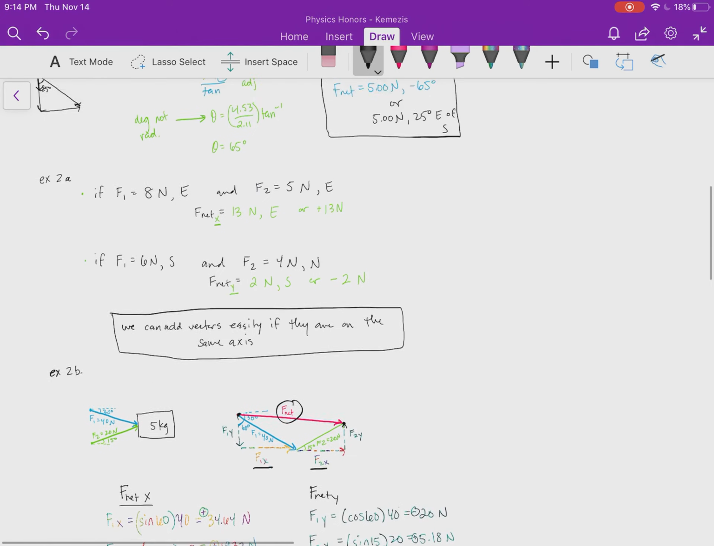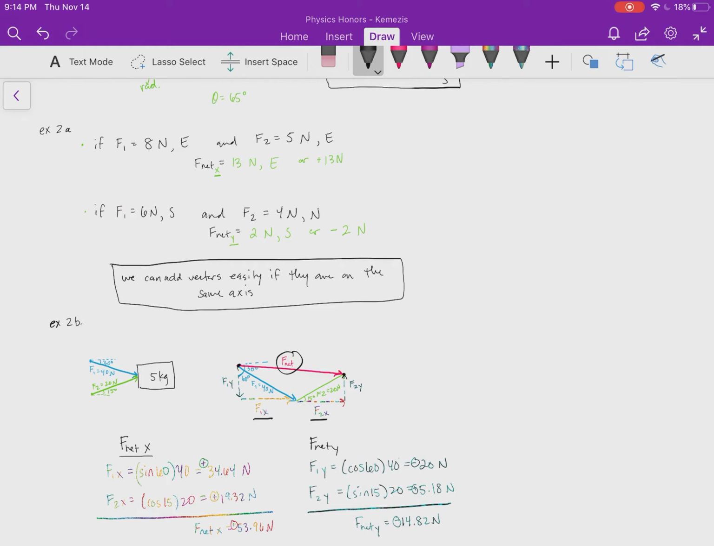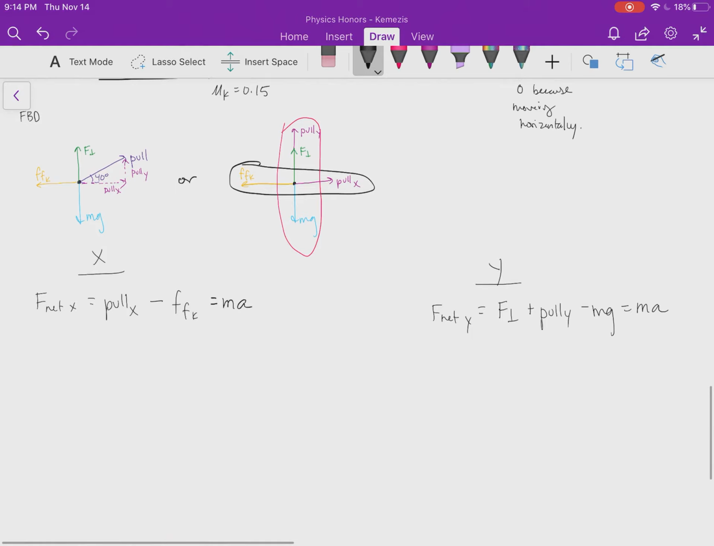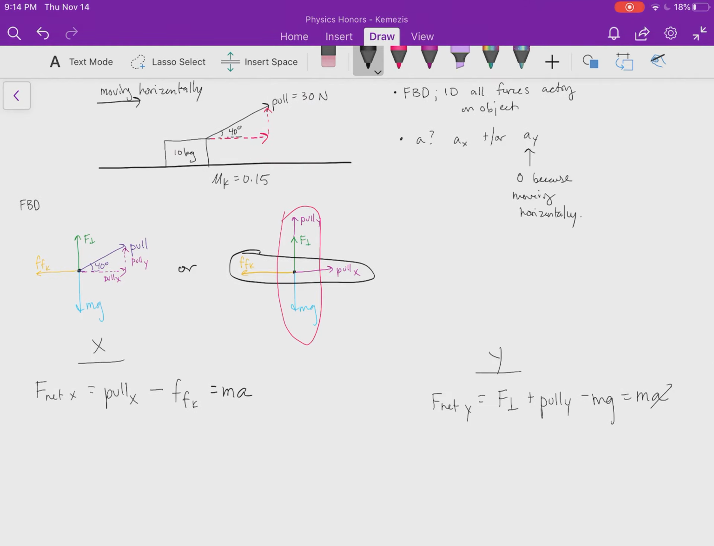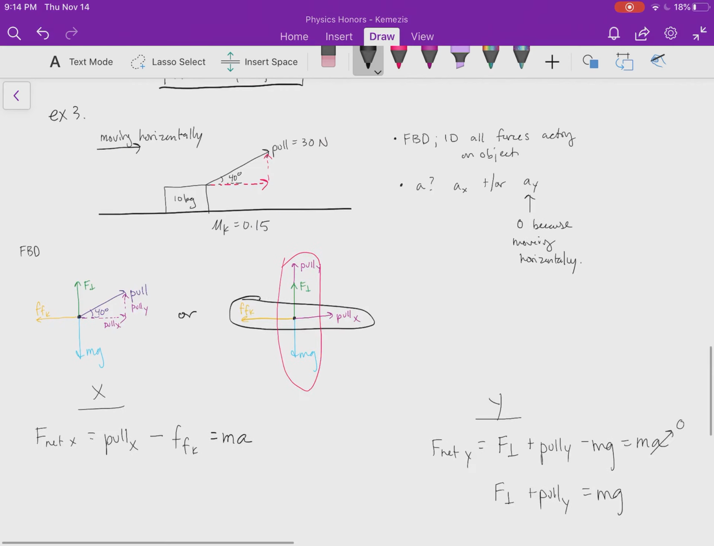Okay, going back to one of the previous videos, right, we can add vectors easily if they are in the same axis. That's what we're doing. We're just pulling x's and y's and putting those together. Now I'm going to stay on the y side because we talked about up here that a_y has to be 0 because it's moving horizontally, right? So it doesn't matter what the mass of this thing is. I know it's 10 kilograms, but F net in the y direction has to be equal to 0. So our normal force plus our pull in the y direction is going to be equal to mg.